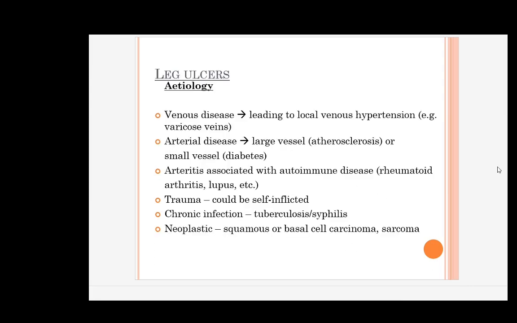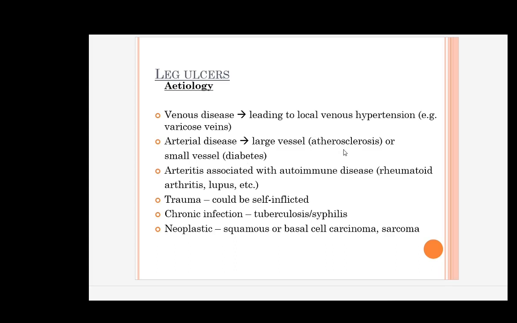Now, let us go to leg ulcers, because this is one area where you find a lot of ulcers. In the leg, most commonly you find something called a venous ulcer. Venous ulcer happens in a condition called varicose veins, and in varicose veins there is what is called local venous hypertension in the limb. So here you have very classical ulcers, which I'll be showing in the next picture.